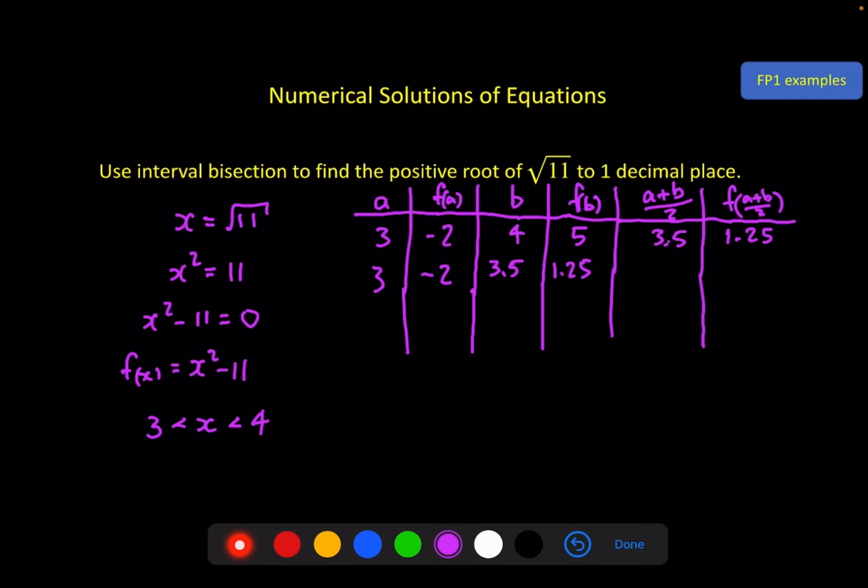Now we try it again. The new midpoint of the interval from 3 to 3.5 is 3.25. And the answer that gives us, if we put that into the function, is minus 0.4375. So again, we need to ask ourselves, to keep the change of sign, which one do we replace? In this case, we need to replace the negative one here. So instead of 3, we're going to use 3.25, and you can see that we're making the interval smaller and smaller.